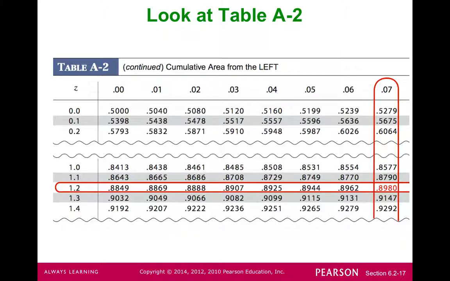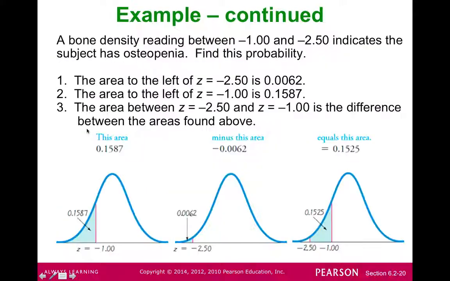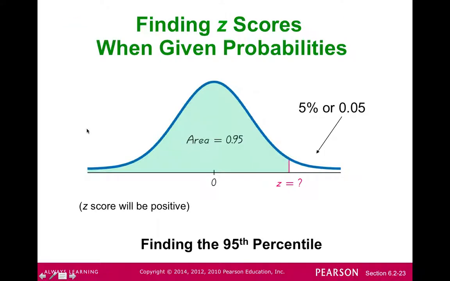And so we can use the table both ways. If we know a z, like we did here, we can find a corresponding area. And if we know a corresponding area, we can find the z. Okay, let's back up to where we were. Okay, so here's an example of going the other way. So if we were given an area of 0.95, we want to find the z that corresponds with this area.